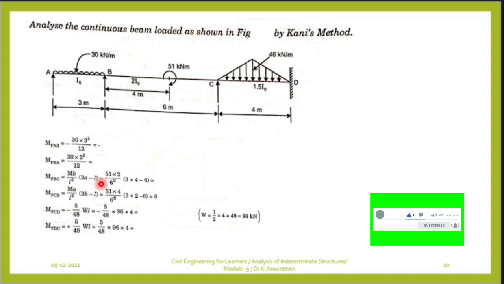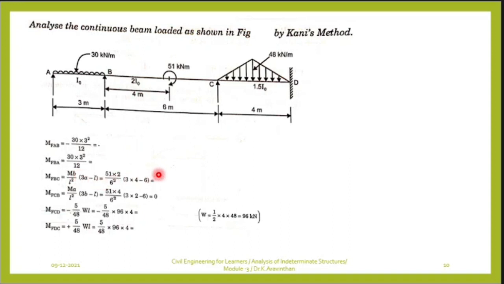You will be using M B divided by L square, 3A minus L. So this will be the A part and the rest of the things will be B. You have to use M B. So what is B in the sense? The rest of the distance. That is, if you have 4 meter distance here, the rest of the distance will be 2 meter and B will be 2 meter, divided by L square is 6 square, and 3A. So this component will be taken as A, 3 into 4 minus 6.